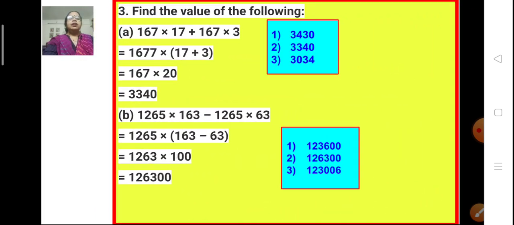Now third one, find the value of the following. Okay, distributive property is there, and how are we solving this? You can see the problem. First one, 167 multiplied by 17 plus 167 multiplied by 3. Same kind of problems we have done. Only for the revision we are doing it again.